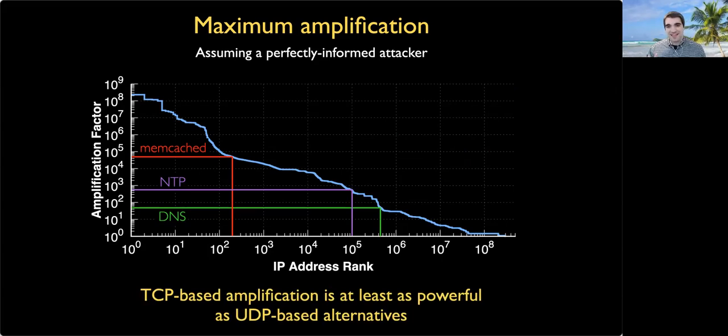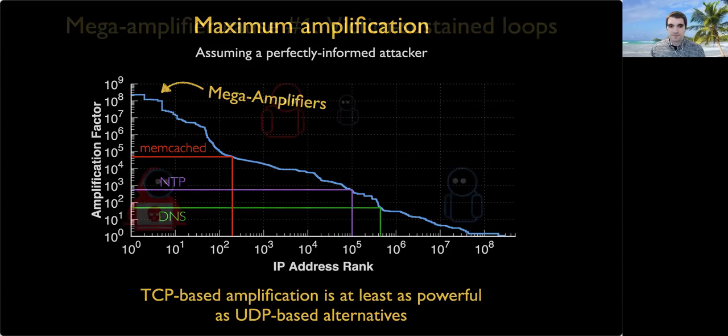Now I want to discuss the head of this graph, where you see these truly mind-boggling amplification numbers on the y-axis. We call these mega amplifiers, and the amplification factor on the y-axis here is actually an underestimate. This is not when these IP addresses stop sending data. It's when we stopped recording traffic. And in some of these cases, these IP addresses continued to send us traffic indefinitely, effectively offering infinite amplification. For the remainder of this talk, I want to walk through how that happens.